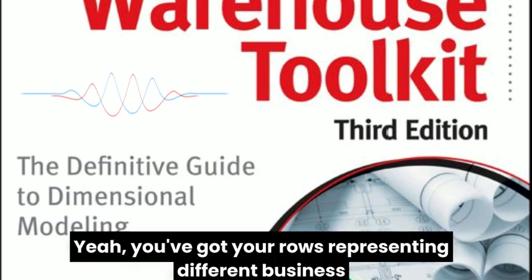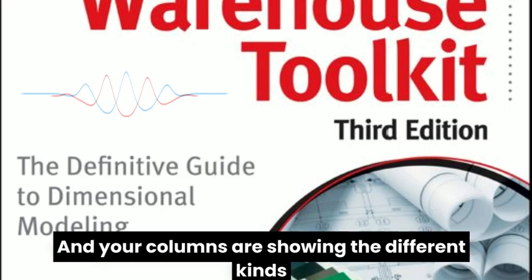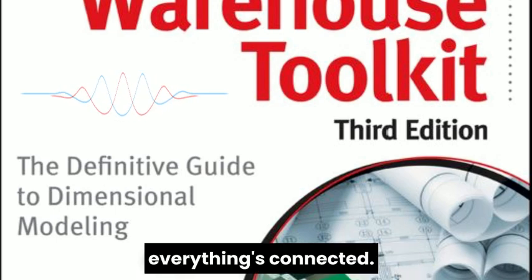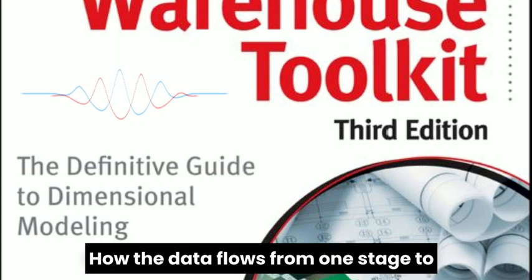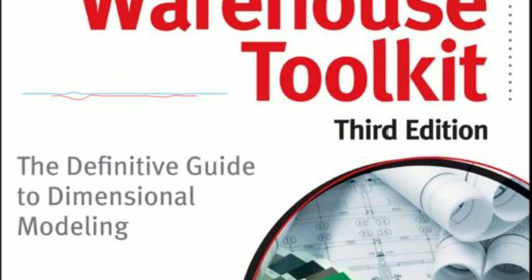Okay, a blueprint. You've got your rows representing different business processes like orders, quotes, shipments, even returns. And your columns are showing the different kinds of data you capture at each step. So you can see at a glance how everything's connected, how the data flows from one stage to the next. It's all about seeing the big picture. The big picture. All right, I like it.